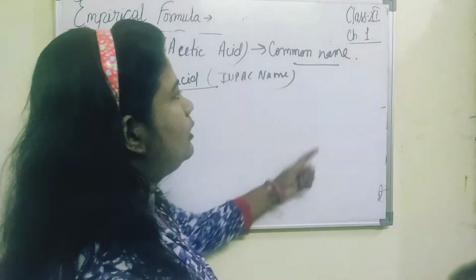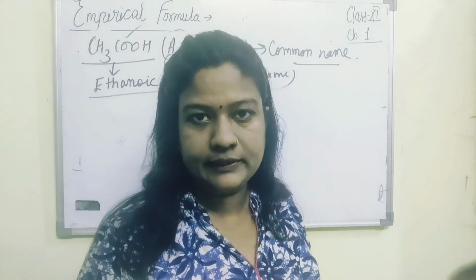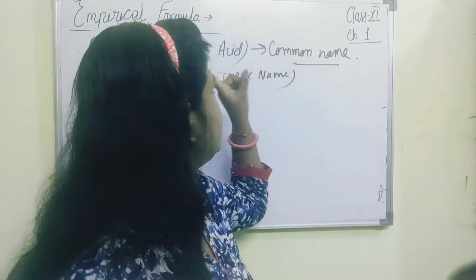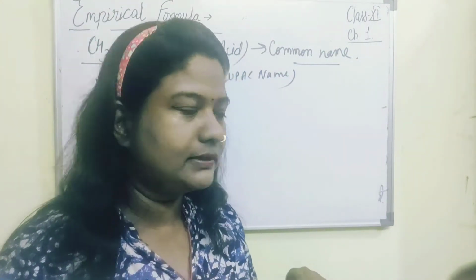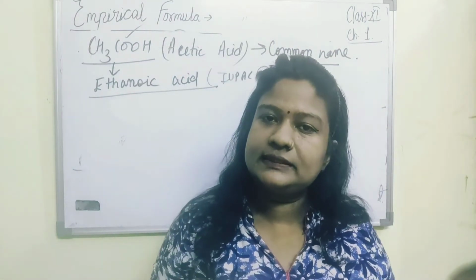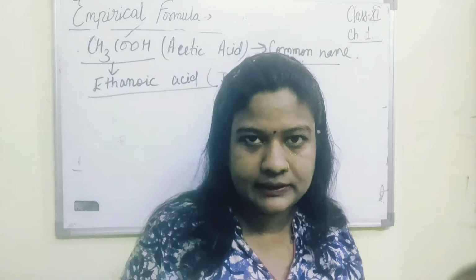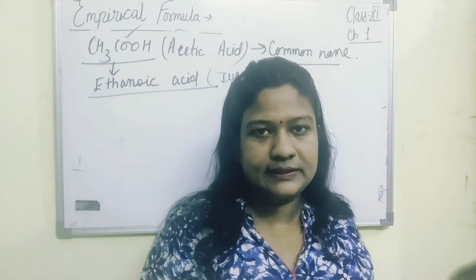It is a name based on the source from which it is obtained. Okay, जिस सोर्स से कोई किसी भी चीज को हम प्राप्त करते हैं, तो उसका नाम उसके नाम पे पड़ जाता है. जैसे फॉर एग्जाम्पल एसिटिक एसिड एसिटम नाम के प्लांट से मिलता है, इसी वजह से इसका नाम एसिटिक एसिड रखा गया है.